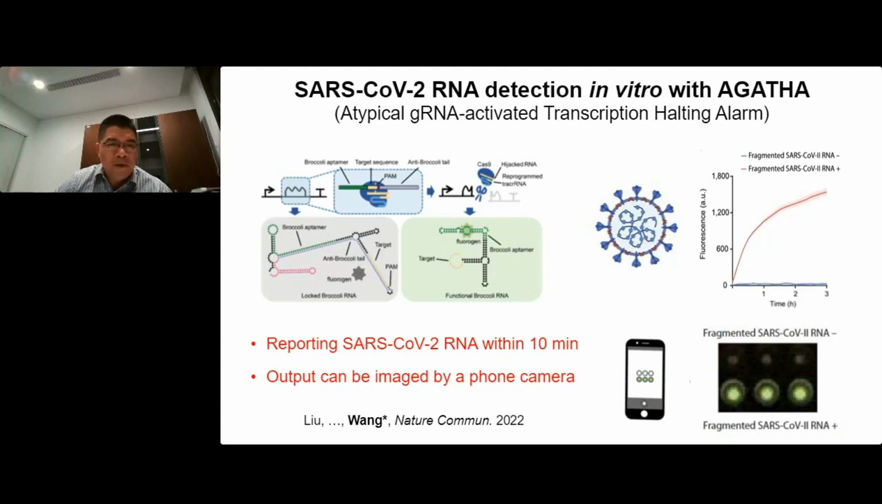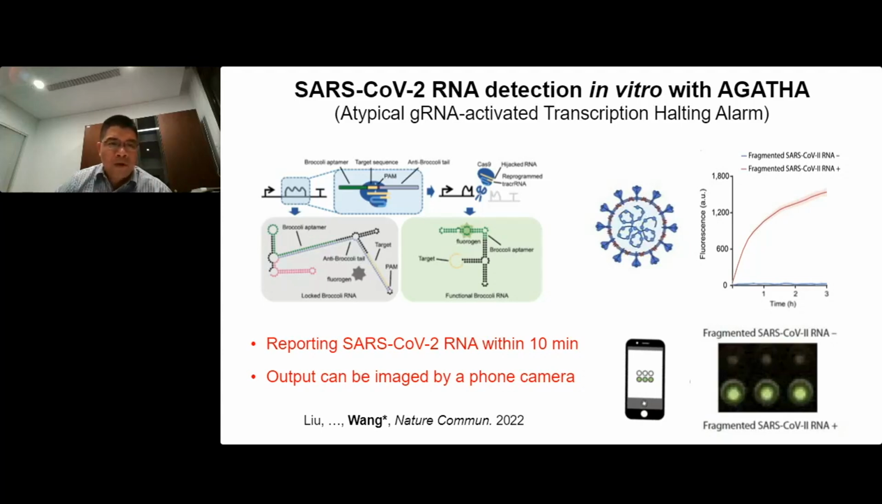But in the presence of the target RNA molecules, our reprogrammed trans-acting RNA can pair with it, and together with Cas9, it can cleave this reporter DNA molecule circuit. By doing this, the cleaved DNA molecule will produce a functional broccoli RNA, which can unlock this broccoli RNA structure that can produce fluorescence in the presence of the fluorescent dyes.